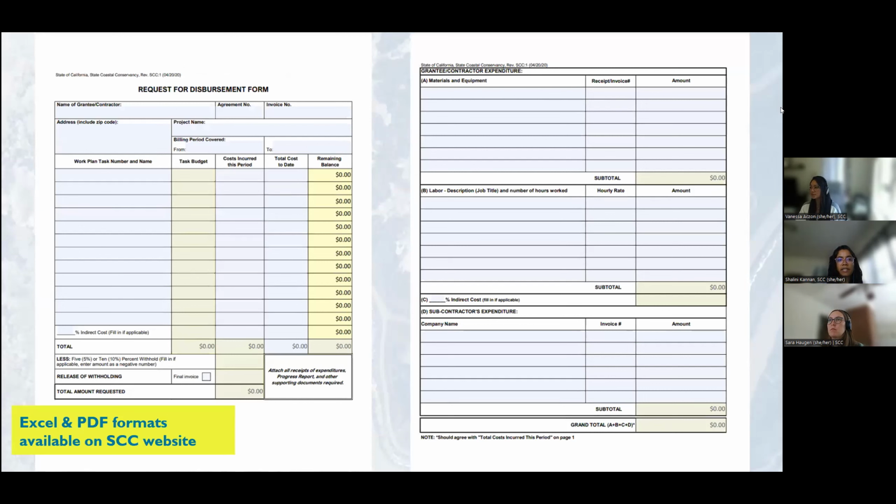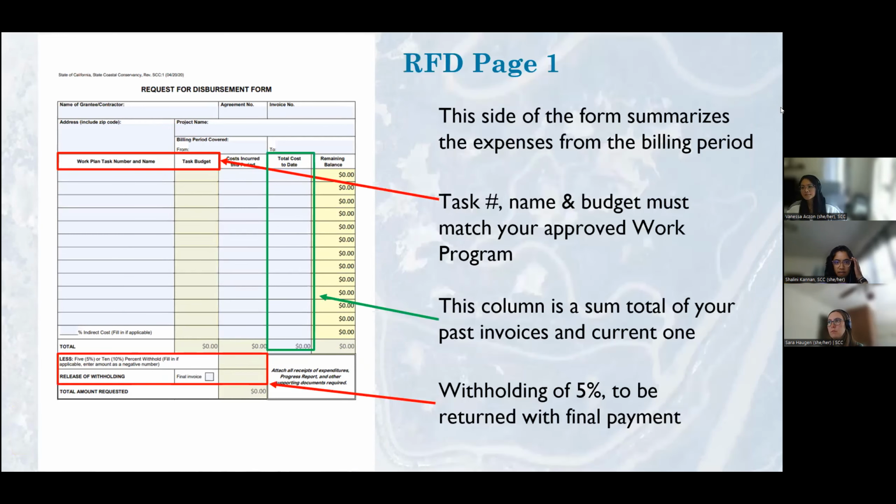Next up is the request for disbursement form. So here's a screenshot of it. There's a front page and a back page, and you can download these in Excel format or PDF format from our website, or your project manager can send them to you. And the form self-calculates, so you'll enter in the first fields, but some will calculate for you. Next slide.